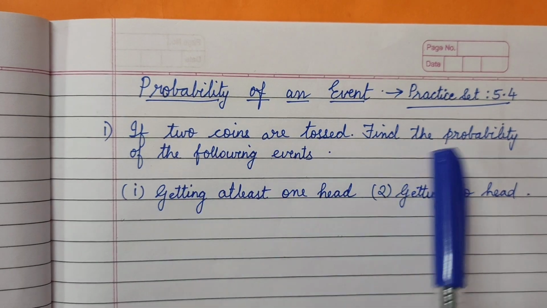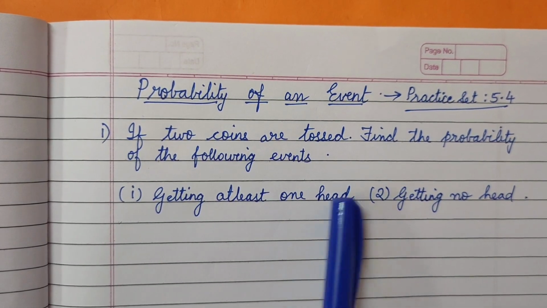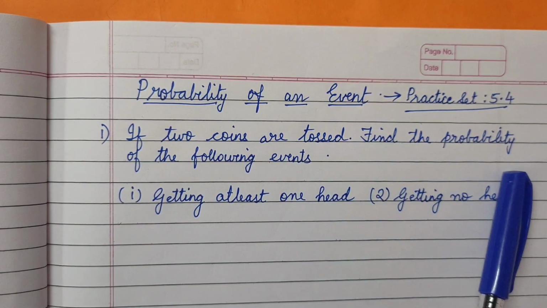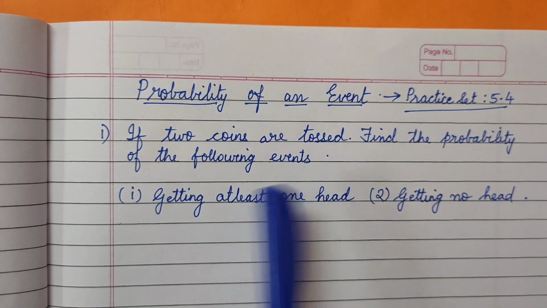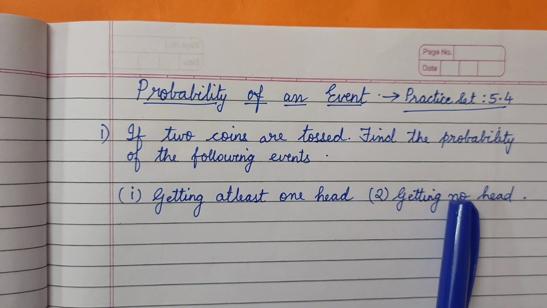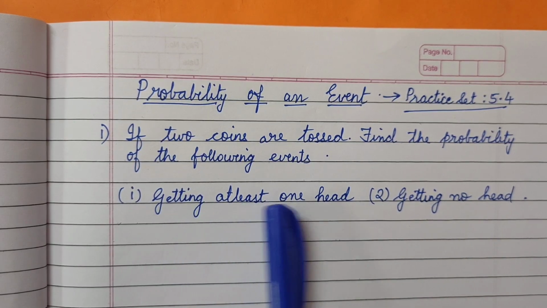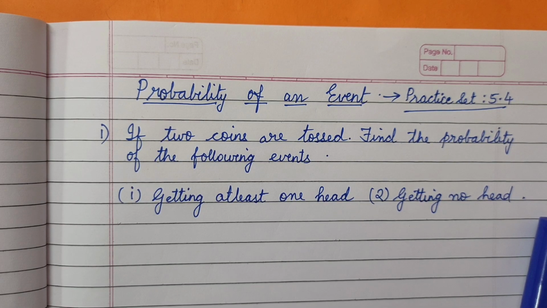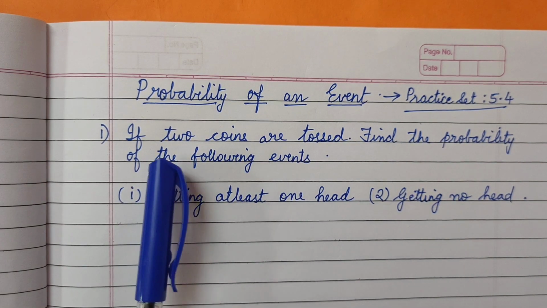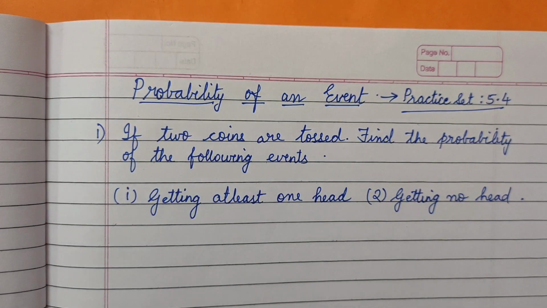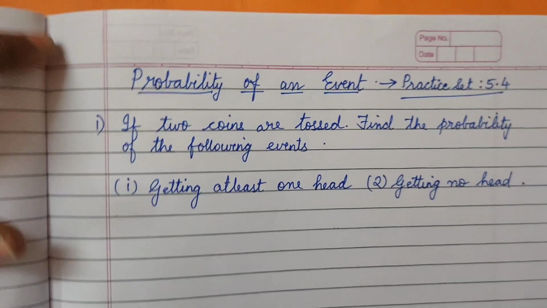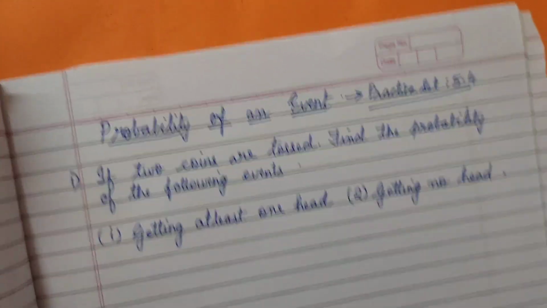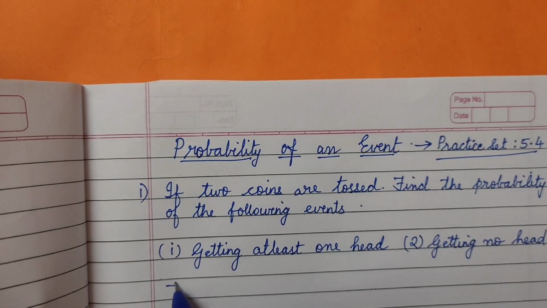Yes students, now let's move to practice set 5.4. First question. If two coins are tossed, find the probability of the following events. First condition, this is the event provided to us: getting at least one head. And the second: getting no head. Fine. So what is the experiment here? It is that two coins are tossed. So we always have to start with the experiment. So we will say two coins are tossed.